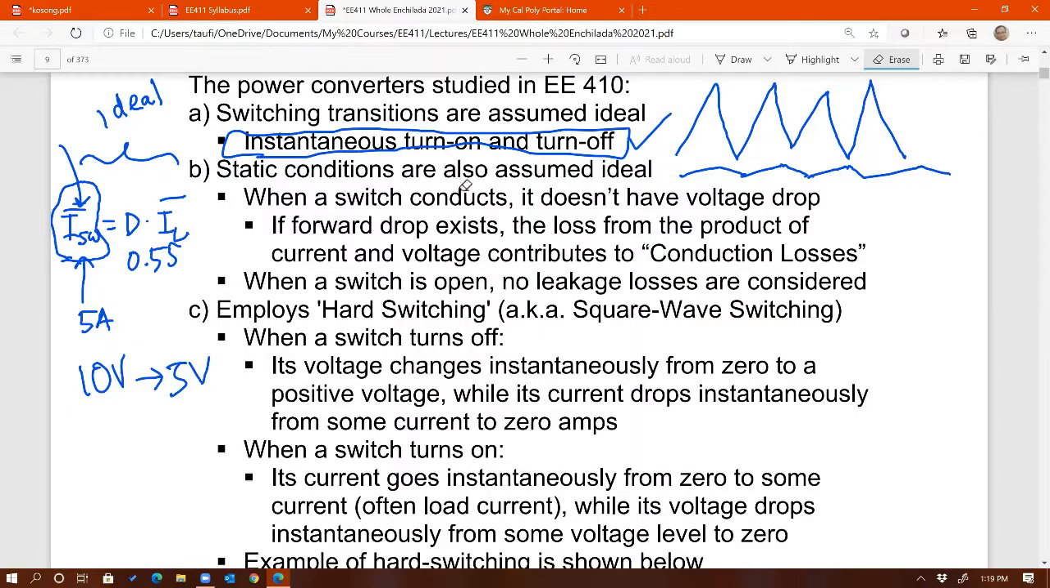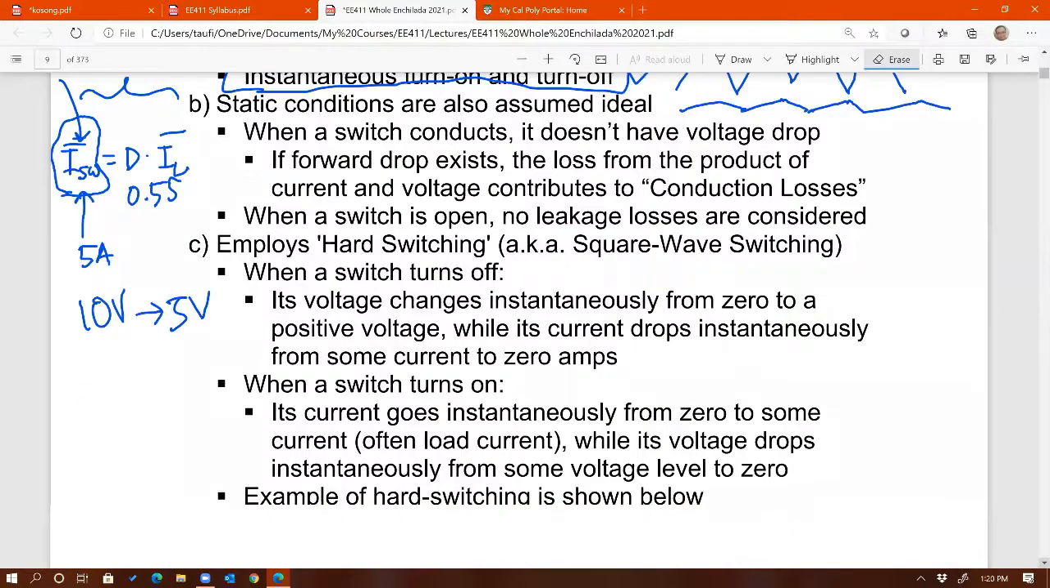What else? Static conditions are also assumed ideal in EE410. When a switch conducts, it does not have any voltage drop. If a forward drop exists, the loss from the product of current and voltage contributes to what we call conduction losses. When a switch is open, in EE410, we don't consider leakage current flowing back through the switch, but we do know that they exist. A diode has a leakage current, and that leakage current times the voltage across the open switch should give you power loss. It's not big, but it's something you can consider when estimating efficiency.